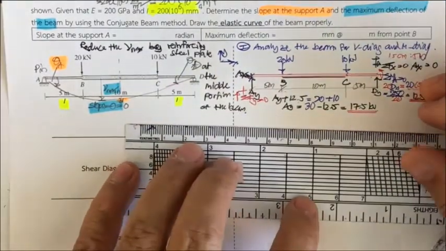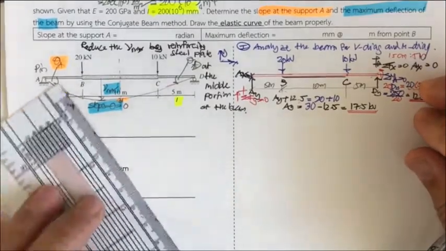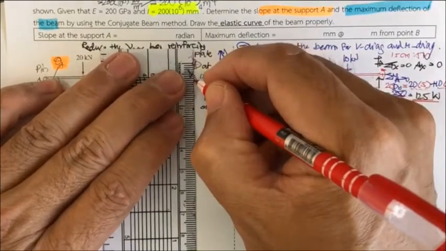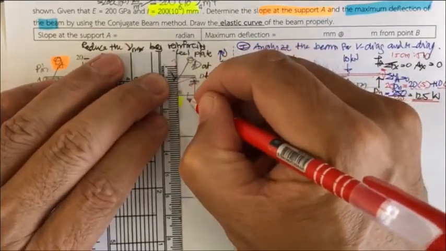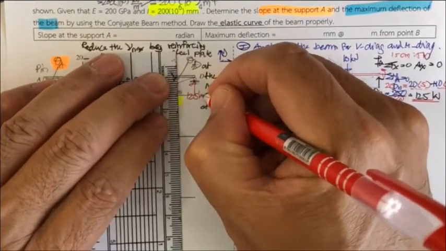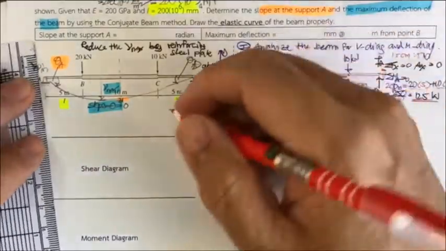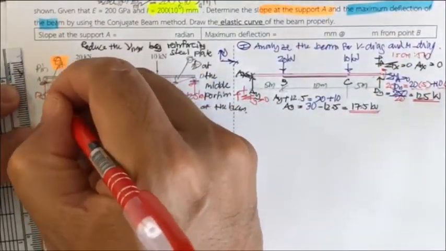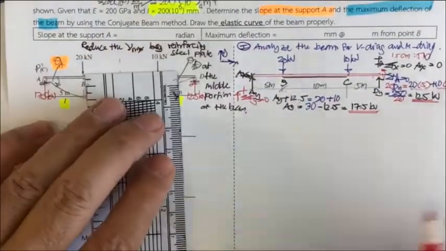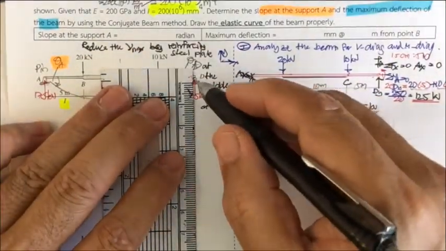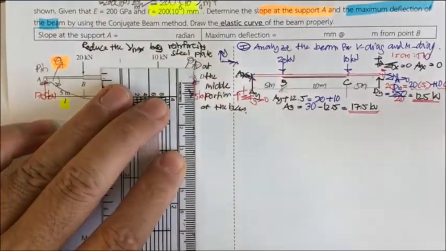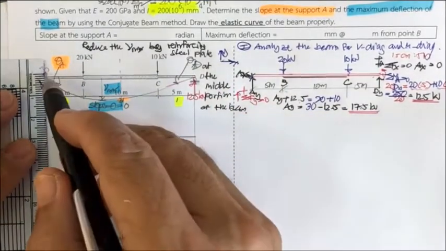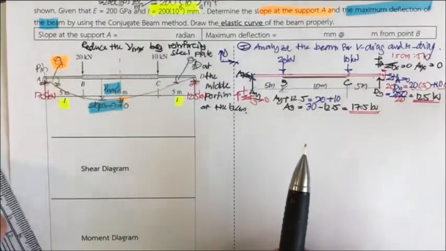Okay, now you are ready. After you get the reaction over here of 12.5, this is going to be 12.5 kilonewton, and this is going to be 17.5 kilonewton. And now we are ready to draw the shear diagram, and then draw the moment diagram, and then we draw the conjugate beam.